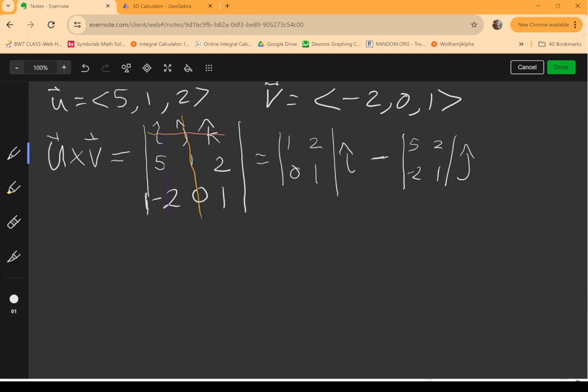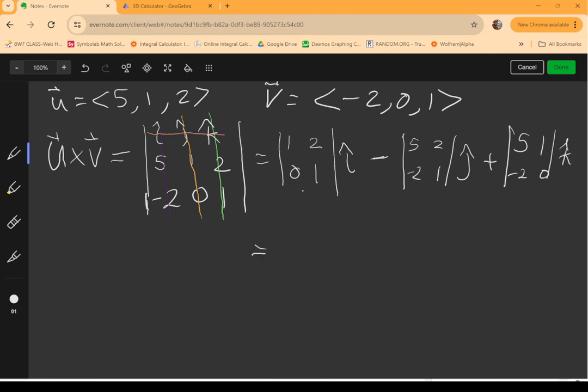And then again, back to alternating signs. Once we cross out the j, the submatrix is the components that are left: 5, 2, -2, 1. And we do this one more time. Let's use this green one. For the last one, we cross out the last column in the first row, and the submatrix is the one right here: 5, 1, -2, 0, and this will be k hat.